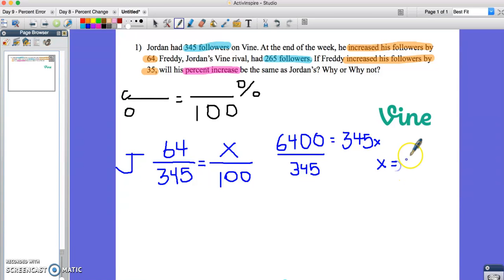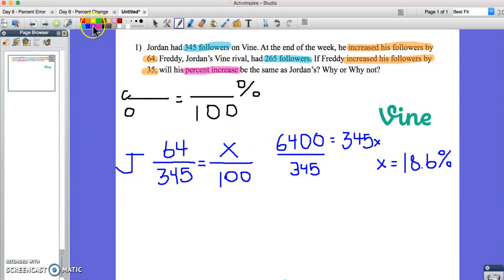is 18.55. I'm going to round to nearest tenth, 18.6%. So that's my setup for Jordan.